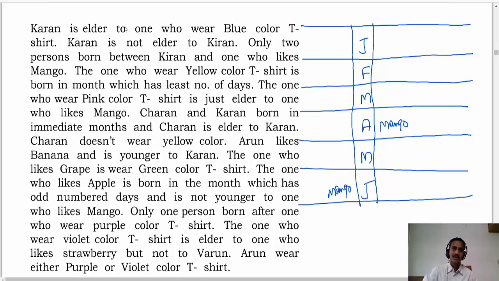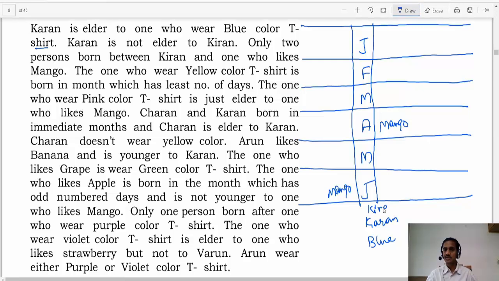And Karan is elder to the one who wears blue color. Now Karan is elder than, that means Karan comes first among these 6 members, and before this blue color. Karan is not elder to Kiran, that means Kiran is elder to Karan, right? Kiran is elder to Karan. Between Kiran and Karan, Kiran must come first, then Karan, and there may or may not be someone in between.